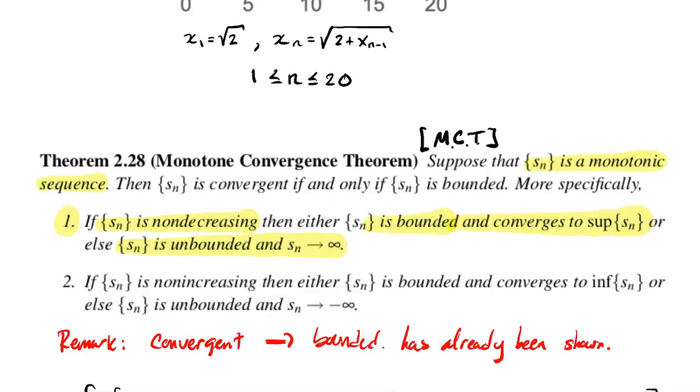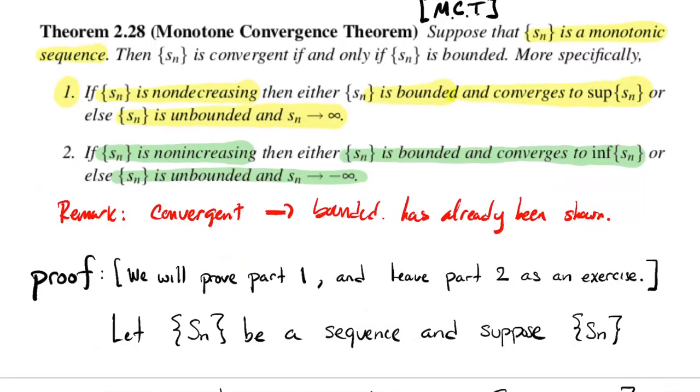On the flip side, and I'm going to leave it as an exercise to you, if the sequence is non-increasing, then if it's bounded, it converges to its inf. Otherwise, it's unbounded and it diverges to minus infinity. But I'm going to leave that part to you. That's what we're going to prove. So I just said that we're going to prove part one and leave part two as an exercise.